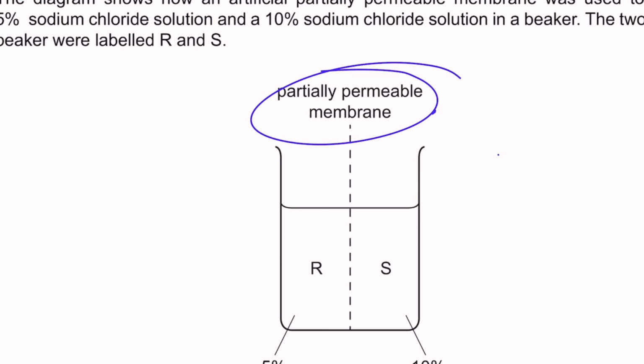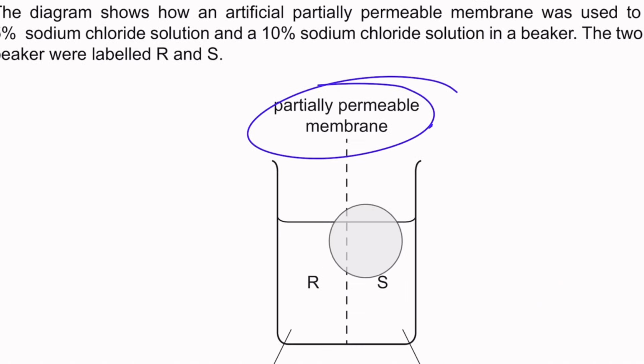So if we have 10% sugar, that means we have more sugar and therefore less water. In this case, obviously this is like salt, not sugar, but whatever. Okay, go with the flow. So this means that we have less water here than on the other side. So this is less water, lower water potential.